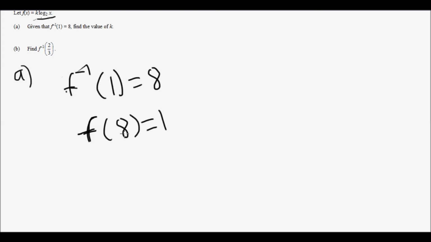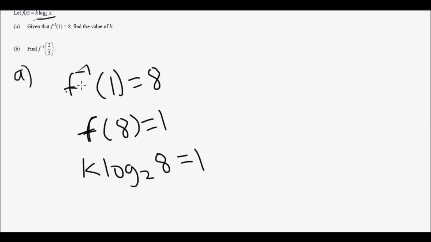So now that we have this information, and we know that f of x is equal to k log 2x, we'll substitute 8 in for x. So I'll just go ahead and do that to show exactly what I'm doing. k log 2 of 8 is going to equal 1.